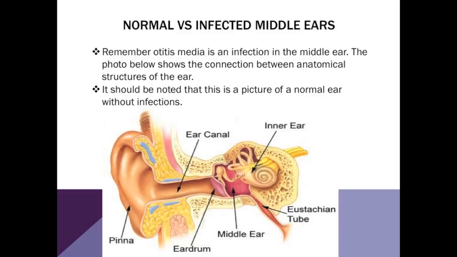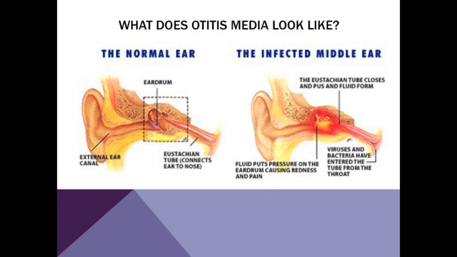I would like to show you what a normal ear looks like versus an infected ear. Remember, otitis media is an infection in the middle ear. The photo below shows the connection between anatomical structures of the ear. It should be noted that this is a picture of a normal ear without infections. On the left, you see a normal ear. You can see the external ear canal, the eardrum, and the eustachian tube, which connects the ear to the nose.